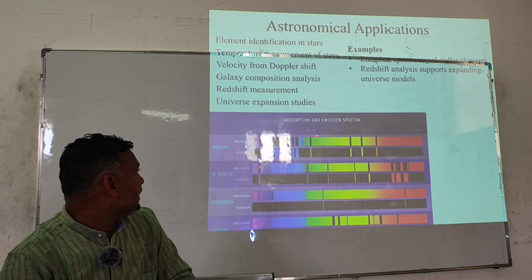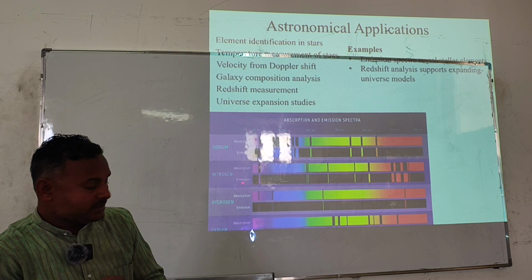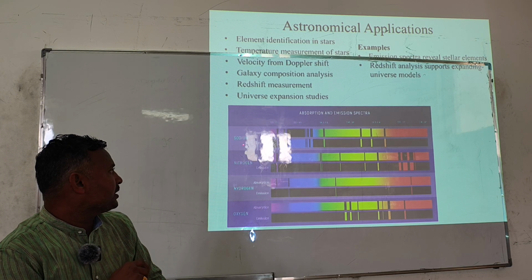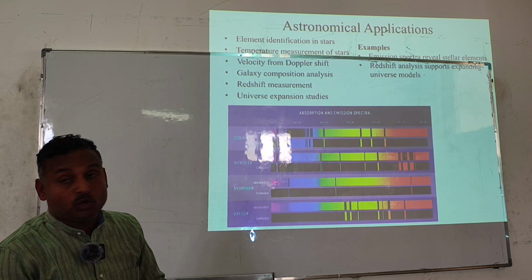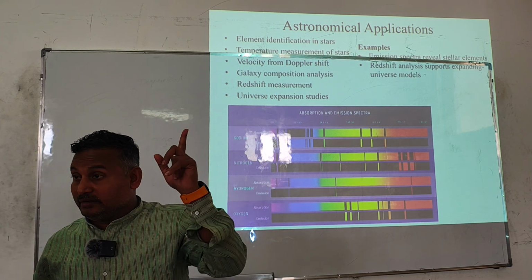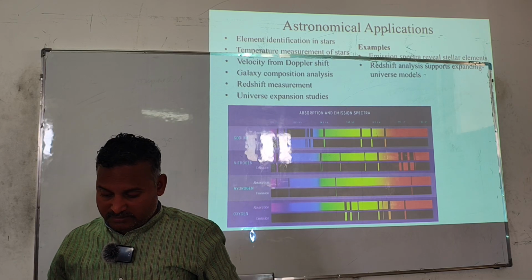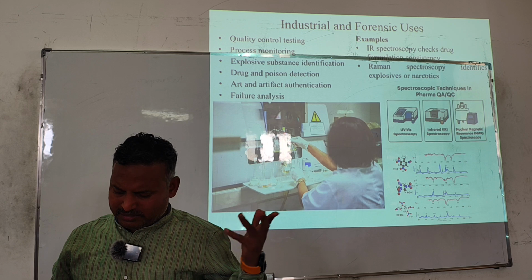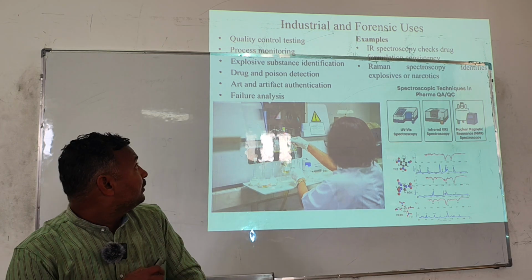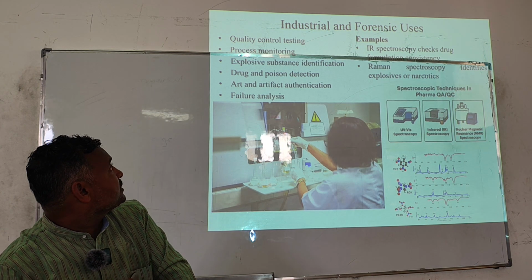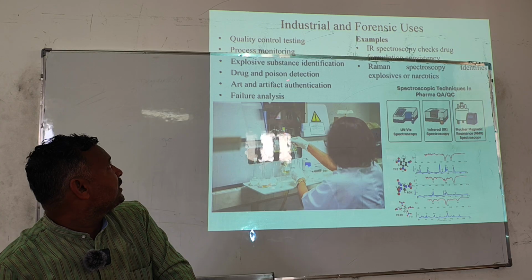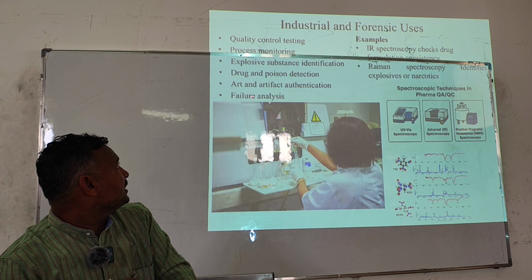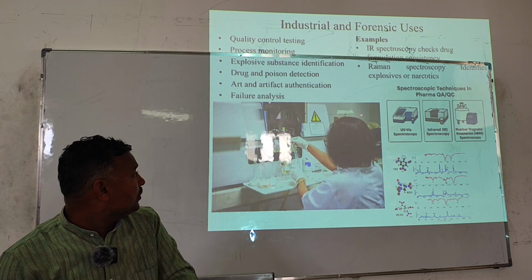Okay? Absorption and emission spectrum of different elements. These are different elements: oxygen, hydrogen, nitrogen, sodium. Hydrogen I already showed you in the first chapter. Okay. So industrial, forensic applications: quality control testing, process monitoring, explosive substance identification, drug and poison detection, art and artifact authentication, failure analysis.